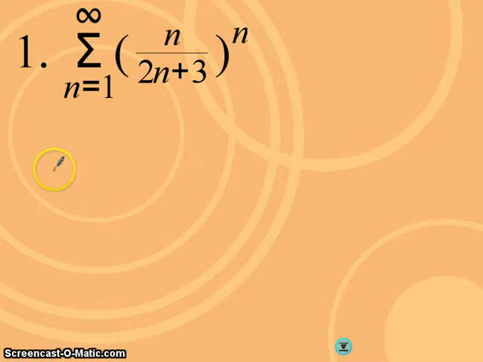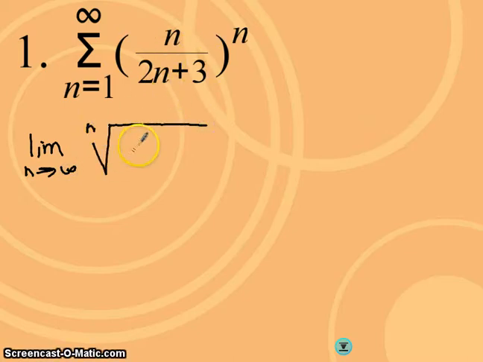Well, we take the limit, again, as n approaches infinity of the nth root. Now, am I going to have to worry about this being negative? No. So I'm not even going to worry about the absolute value of it because it's not going to be negative.